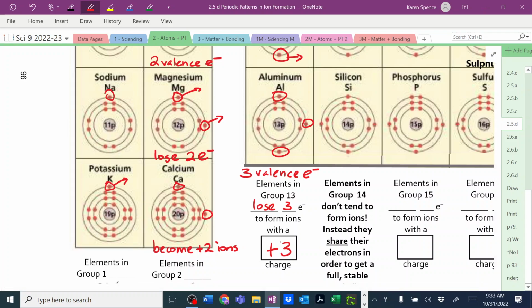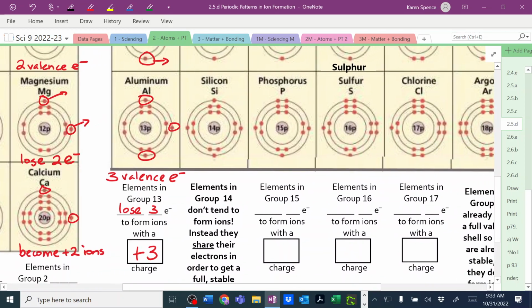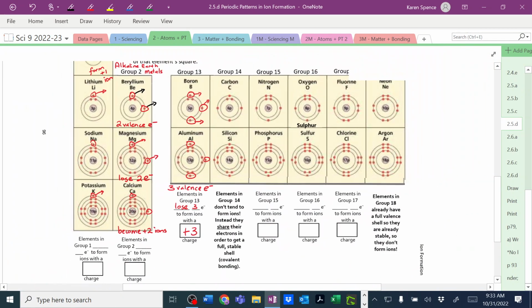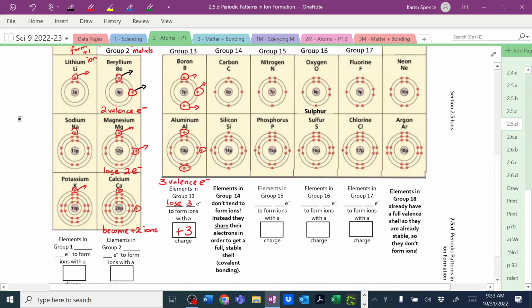It's really nice if you can remember these patterns, because it allows you to do a lot of predicting. What do we know about elements in group 14? We can't do them. They don't tend to form ions. They do something else with their electrons. They don't gain, they don't lose, they share, but you don't need to really know that yet. We'll do that in the next unit, okay?